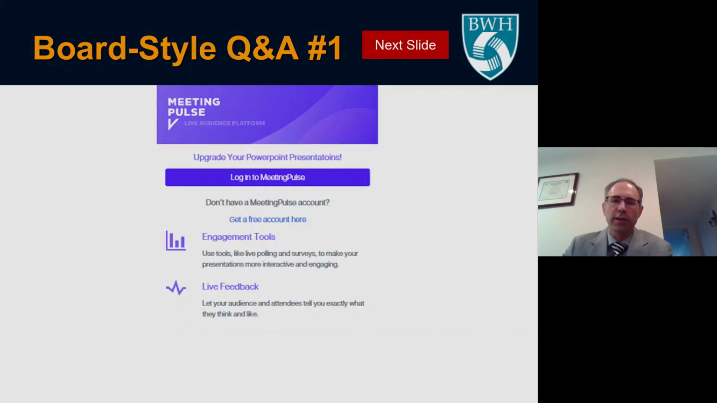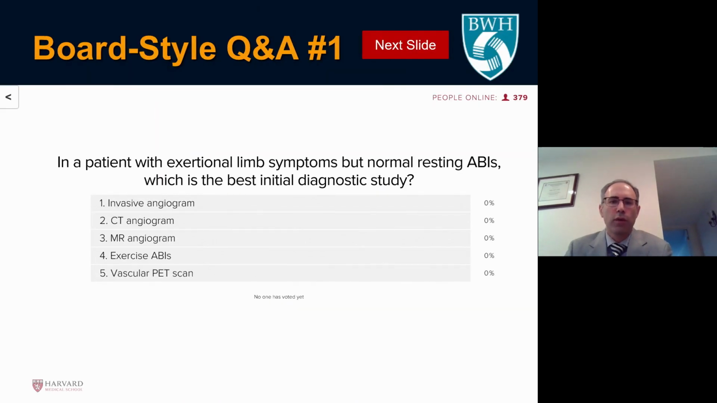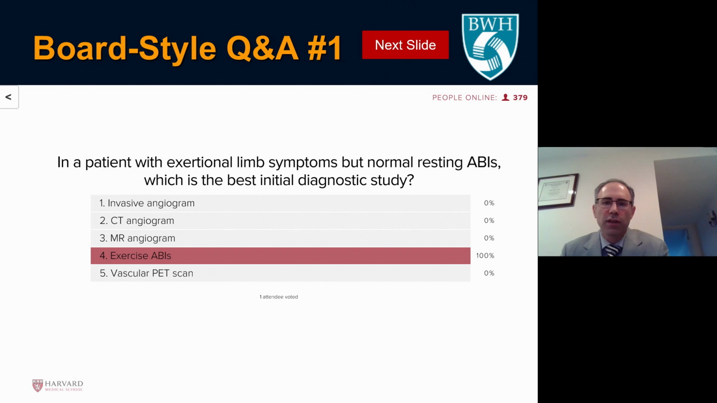So what do we do in this case? In a patient with exertional limb symptoms, but normal resting ankle brachial indices, what's the best initial diagnostic study? And so you have some choices here. We could go ahead and do an invasive angiogram. We could do a CT angiogram. We could do an MR angiogram. We could put the patient on a treadmill for a little while and see what happens to the ankle brachial indices, or we can do a vascular PET. So go ahead and vote.